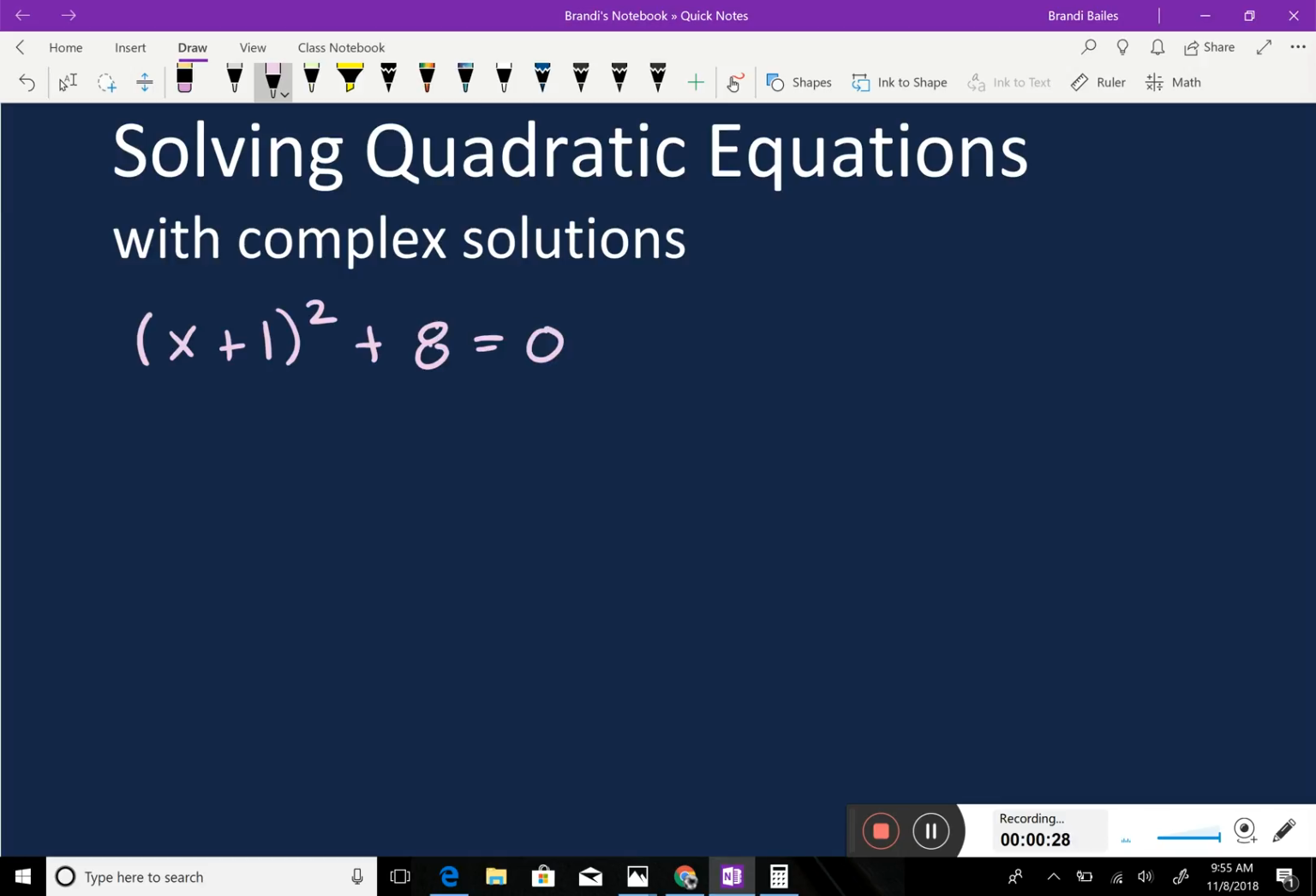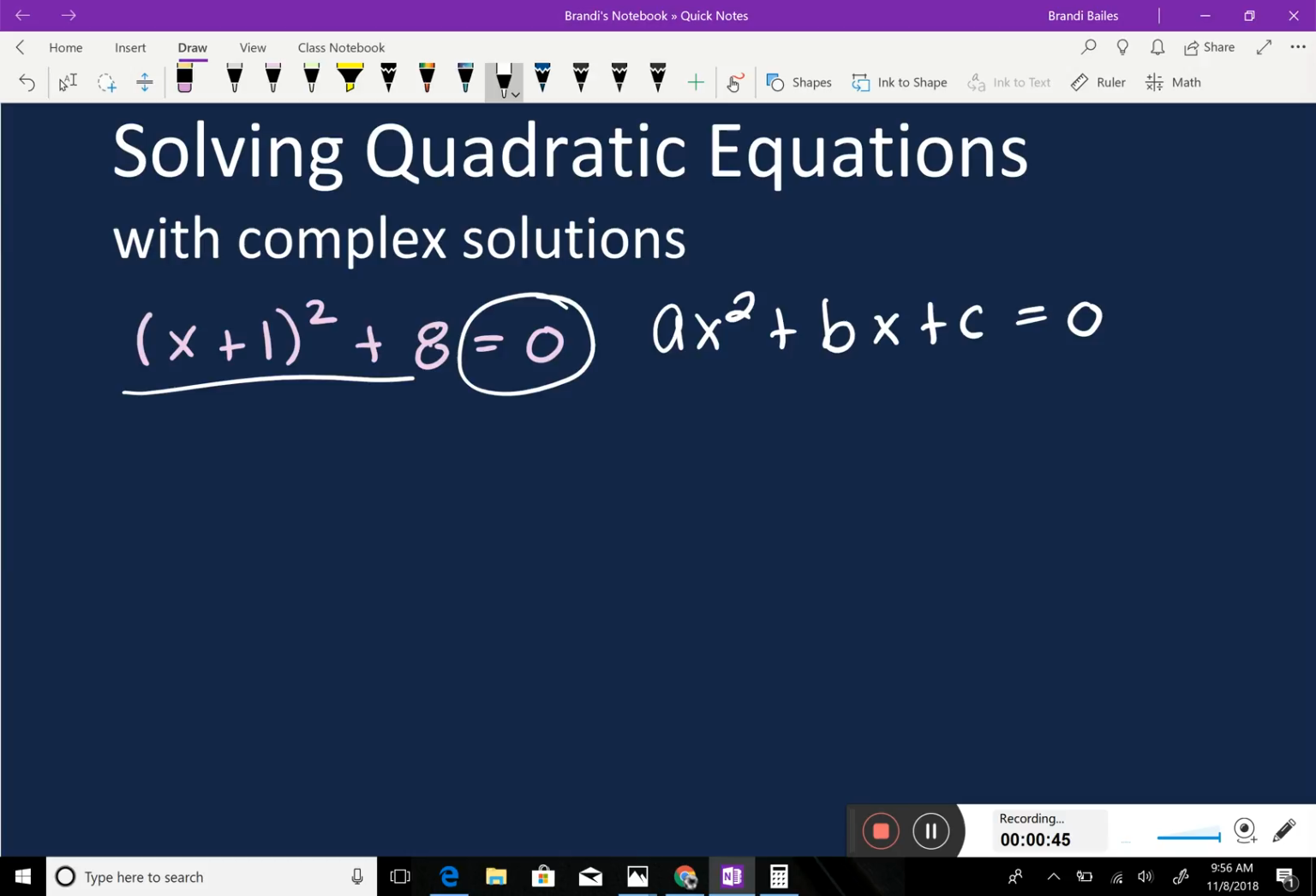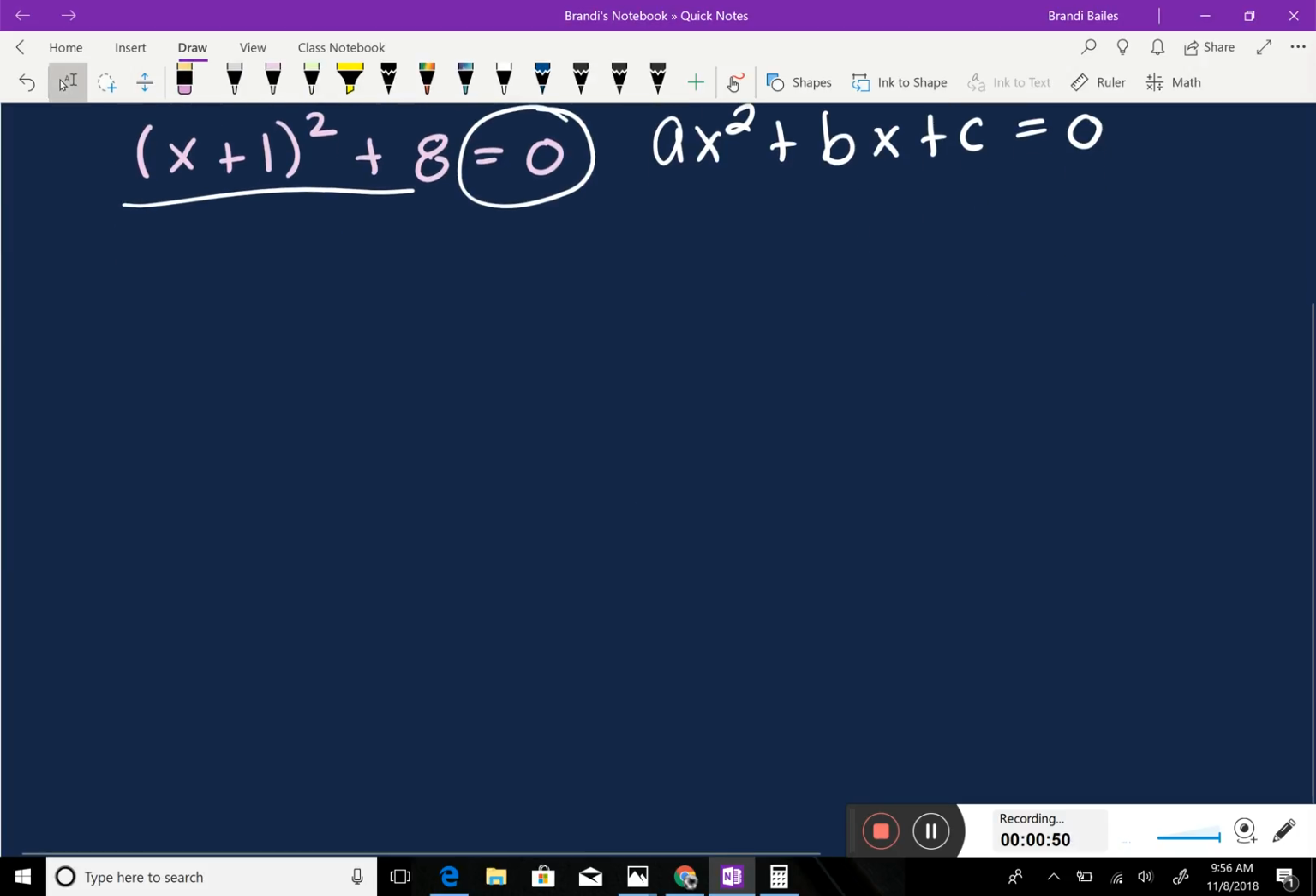So the first thing we want to know is that this is not in standard form. Standard form for a quadratic equation is ax squared plus bx plus c equals 0. So we have the equals 0 part, but we don't have the ax squared plus bx plus c layout. So to do that, we need to multiply out this binomial right here. So let's rewrite that and do that.